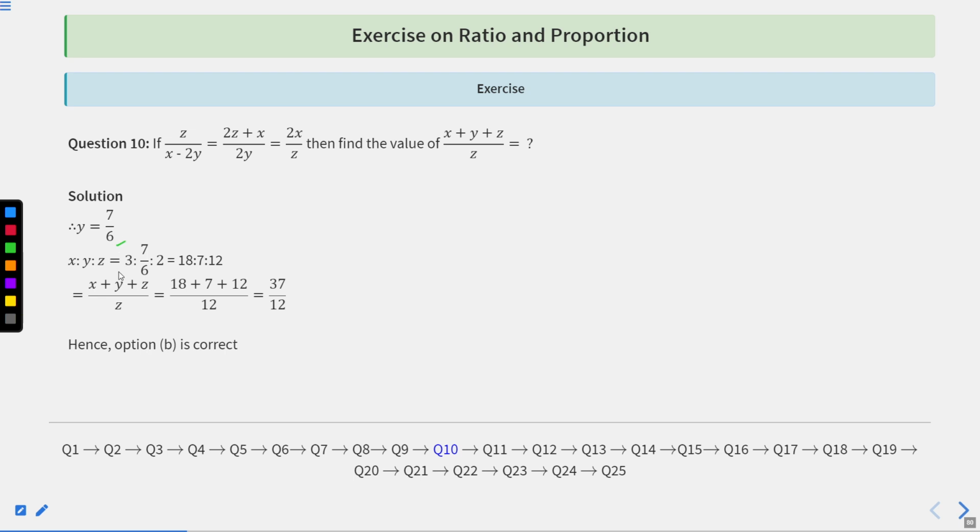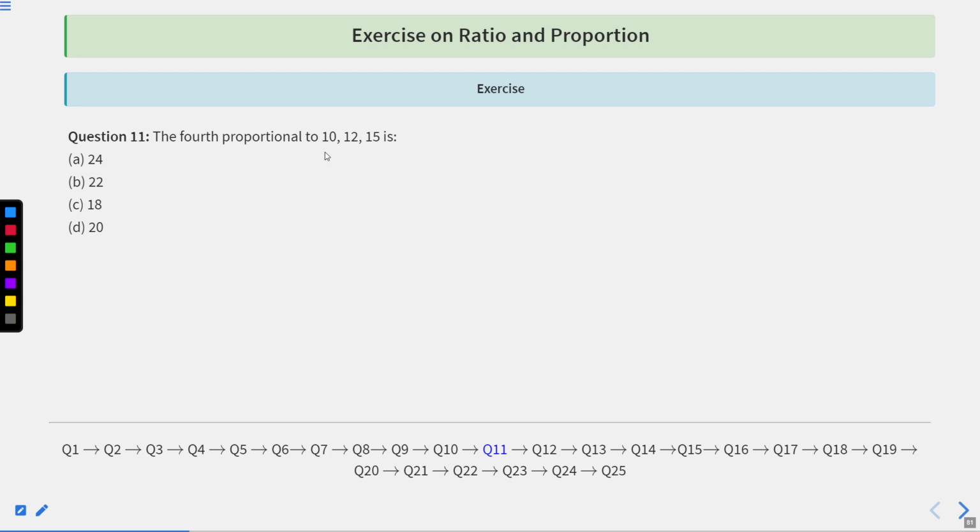So that means x is to y is to z is going to be 18 is to 7 is to 12. And now x, y, z is known to you. You can just substitute the values in this equation to obtain the final result. It will be 37 upon 12. So the correct option here will be option B.